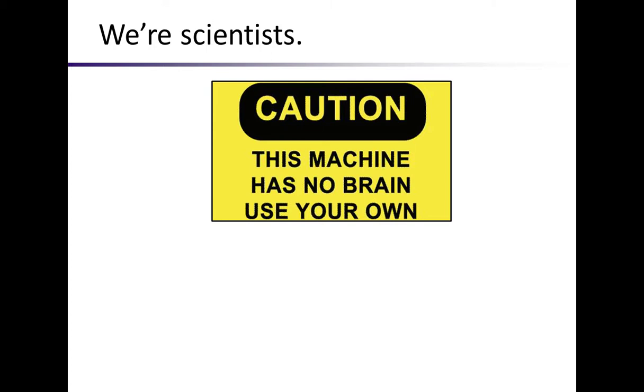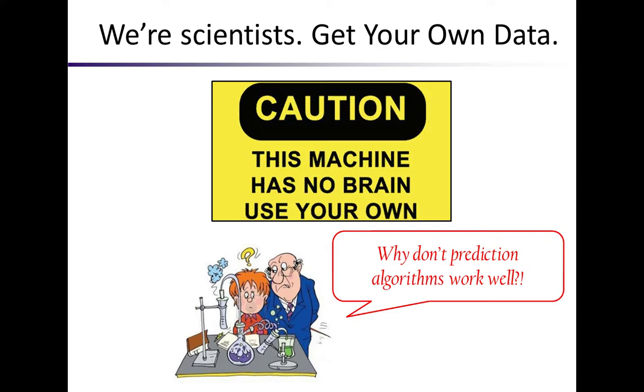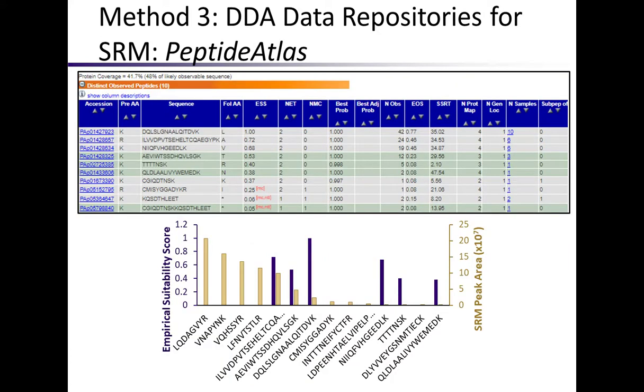And generally, just remember that this machine learning algorithm doesn't have a brain, right? But we do, okay? We can get our own data. And we can think about this and say, well, okay, so we need to get our own data. But these prediction algorithms are fed by data. So why don't they work, right? Why can't we feed data into these prediction algorithms to get out what we want? And so we can actually look at how this data is collected to answer this question.